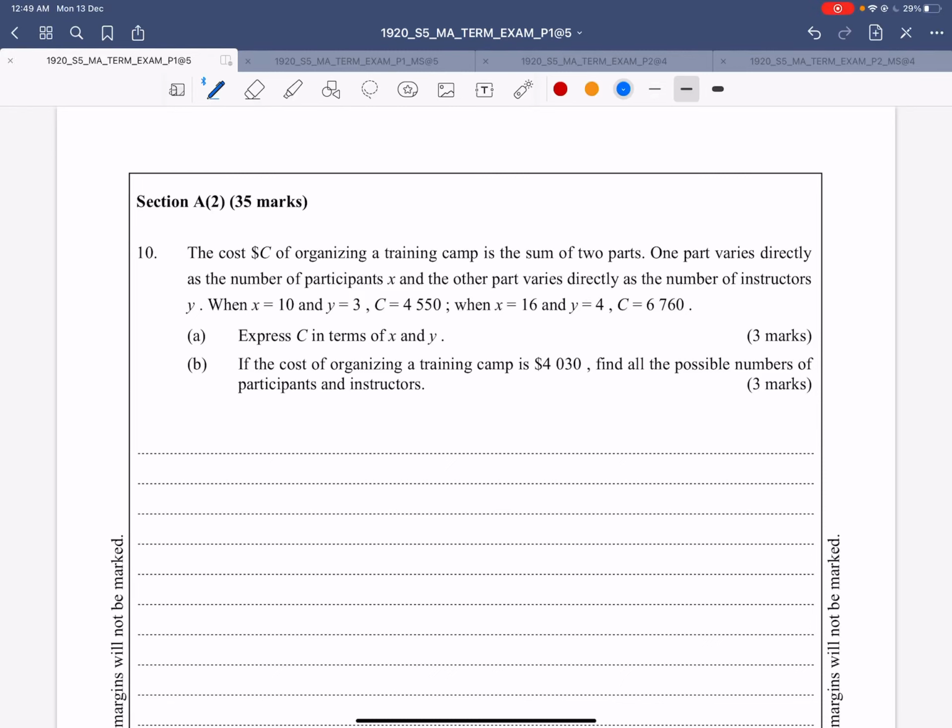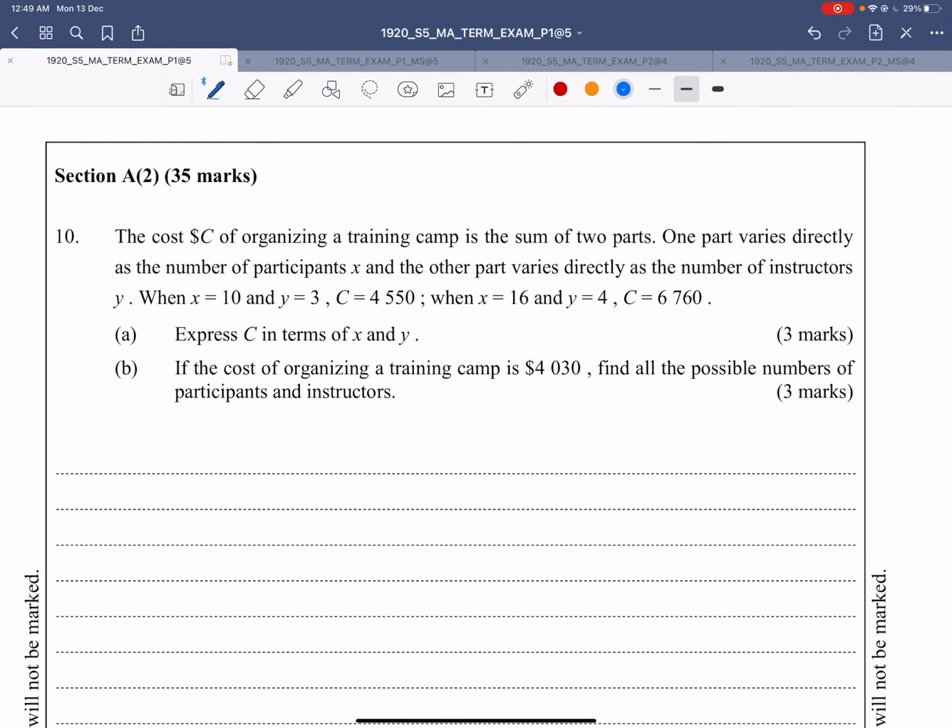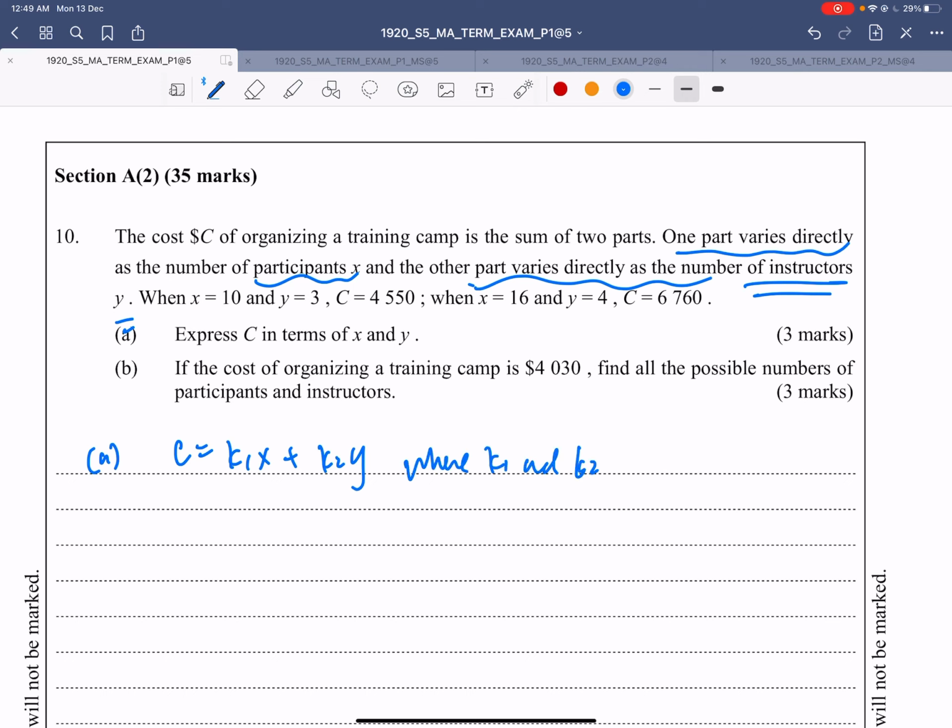Okay, for section A2, question 10 is a question about variation. You can see it is a partial variation, as one part varies directly as the number of participants x and the other part varies directly as the number of instructors y. So you can formulate a partial variation, C equals K1x plus K2y, where K1 and K2 are non-zero constants.